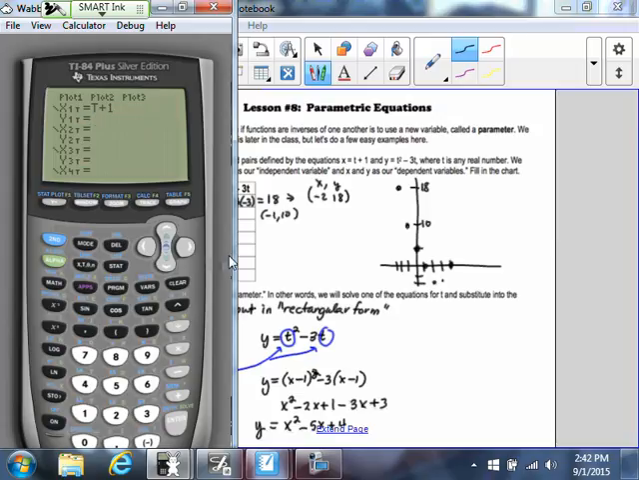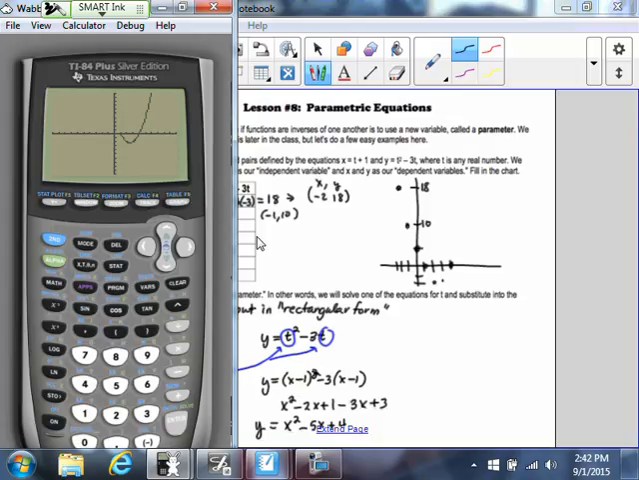All right, and then the other one. So if I want the y value, it is t squared minus 3t. So I do t squared minus 3t. Oops, not 37. I don't know why I just did that. 3t. All right, and then we'll still do the zoom 6 for the standard window.